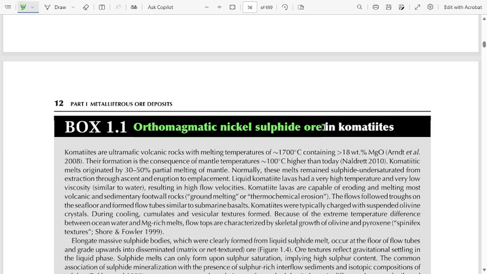Orthomagmatic nickel sulfide ore in komatiites. Komatiites are ultramafic volcanic rocks with eruption temperatures of approximately 1700 degrees centigrade, containing greater than 18 weight percent MgO. Their formation is a consequence of mantle temperatures approximately 100 degrees centigrade higher than today. Komatiitic melts originated by 30 to 50% partial melting of mantle. Normally, these melts remain sulfide undersaturated from extraction through ascent and eruption through emplacement.